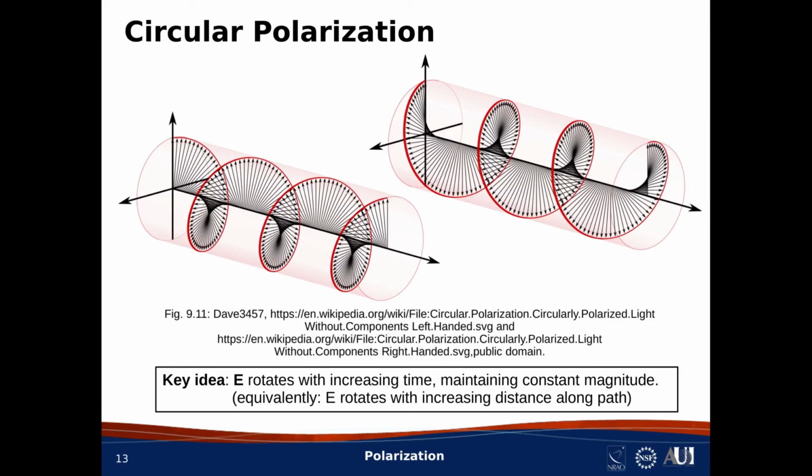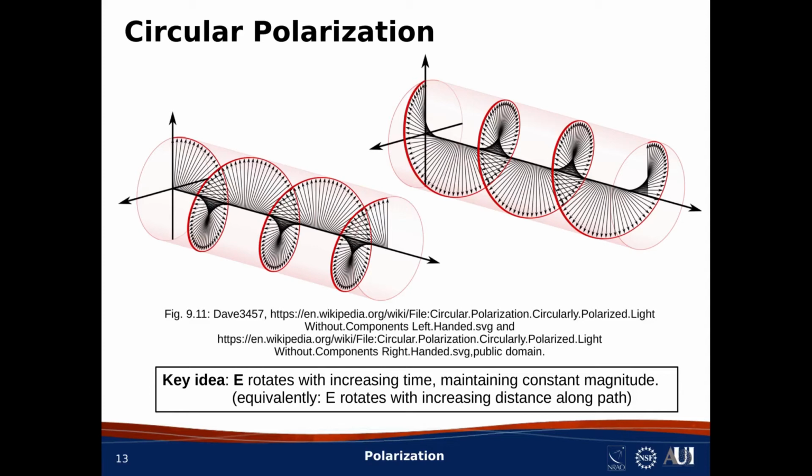Now, we move on to circular polarization. Here are two examples of circular polarization. In each case, the electric field vector does not remain in a plane, so this is clearly not linear polarization. Also, you see that the electric field vector magnitude remains constant. That's new.